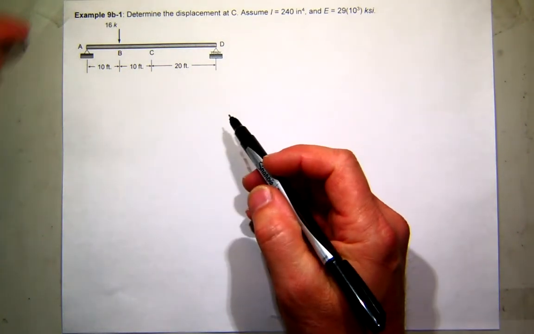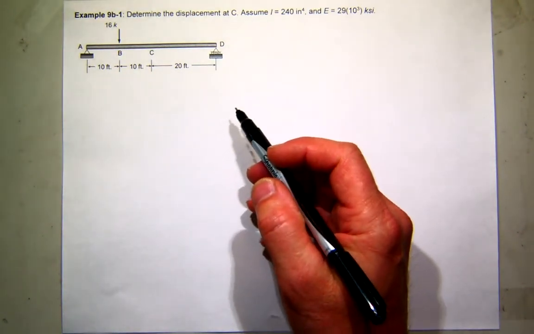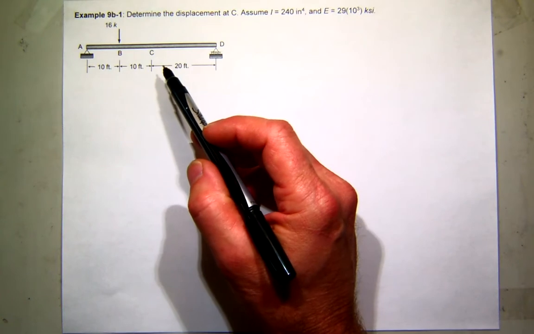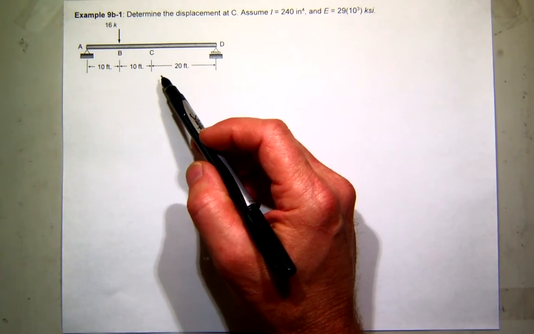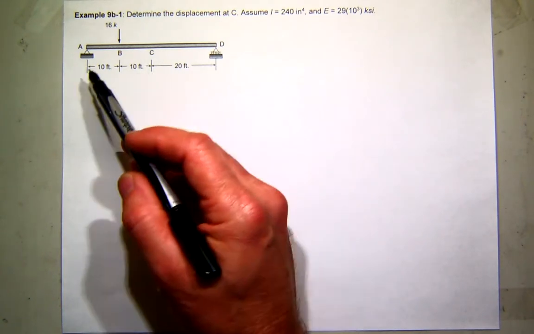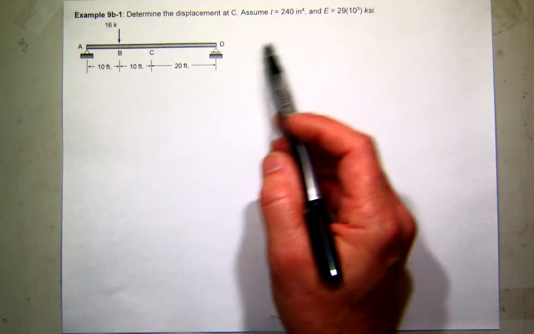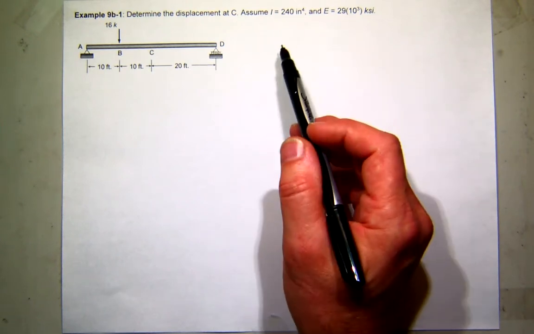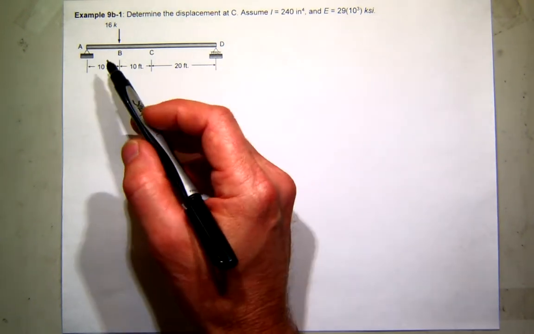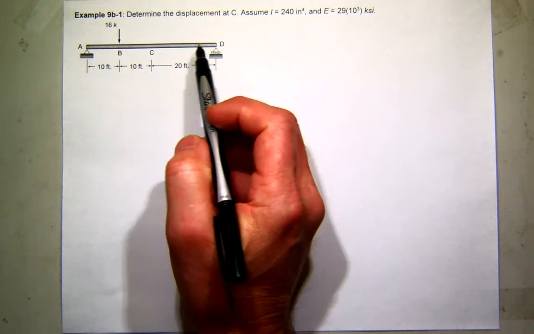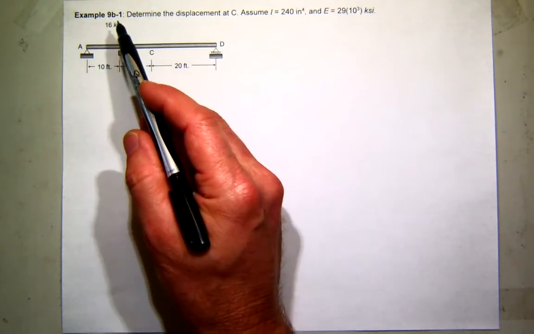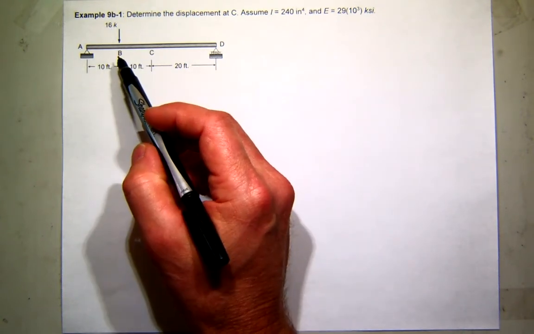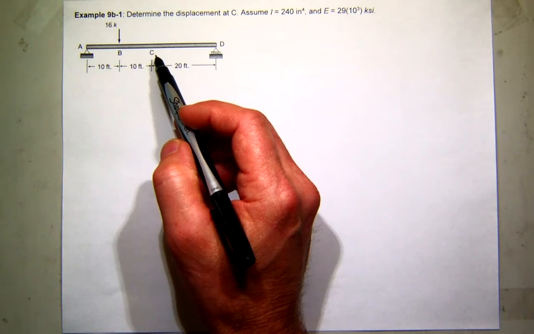Okay, so this would be our first problem trying to solve for displacements using virtual work in a beam. If you look at the problem, I've got values of E and I, so I can get numerical results. I've got a simple supported beam with a single load of 16 kips at B, and I'm looking for the displacement at C.